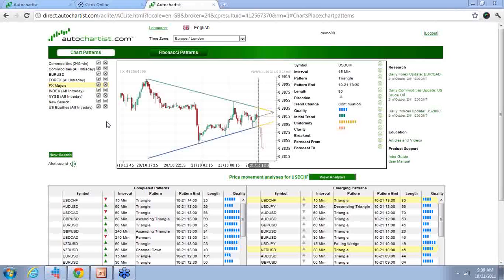When I go to Autochartist and use it for pattern recognition, I'm looking at bar charts. I don't like MACDs too much because it smooths out data. That's my personal opinion, so I can't really tell you if it works better than any other. I do think the triangle pattern does work extremely well.